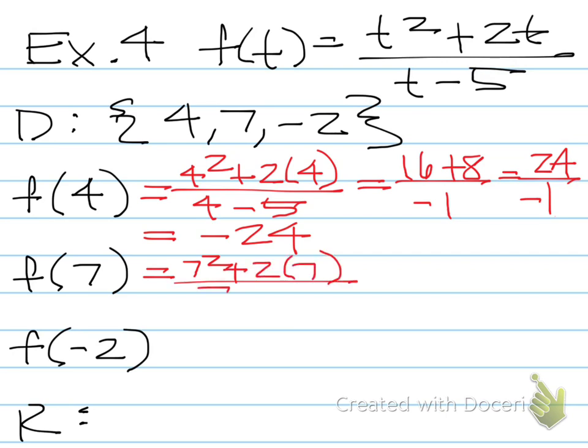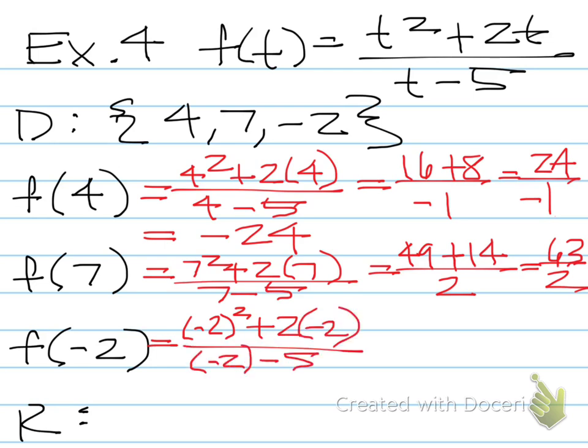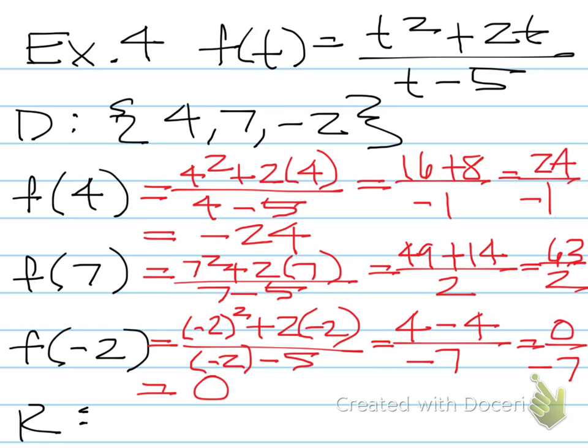Do the same thing to find f of 7. Replace the t's with 7's. Evaluate. And we get 63 over 2 for f of 7. And then lastly, replace the t's with negative 2's to find out what f of negative 2 is. Once we do all the calculations, we get 4 minus 4 in the numerator. 0 over any number but 0 is 0. So we get 0 for f of negative 2. So for each one of those elements in the domain, the corresponding elements in the range are negative 24, 0, and 63 over 2.